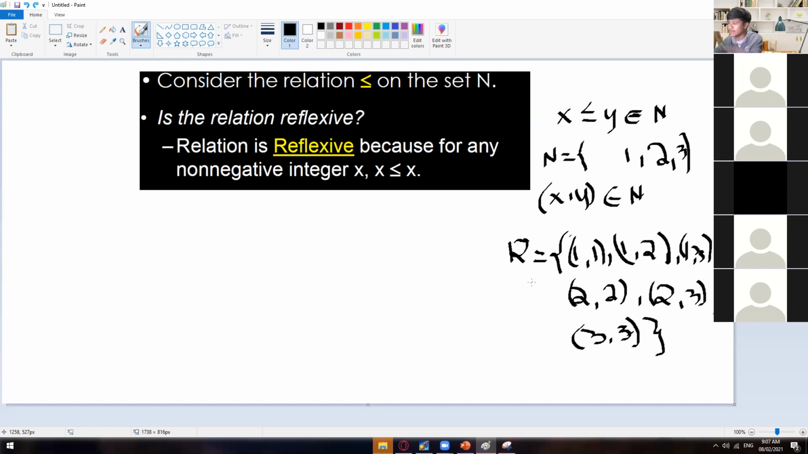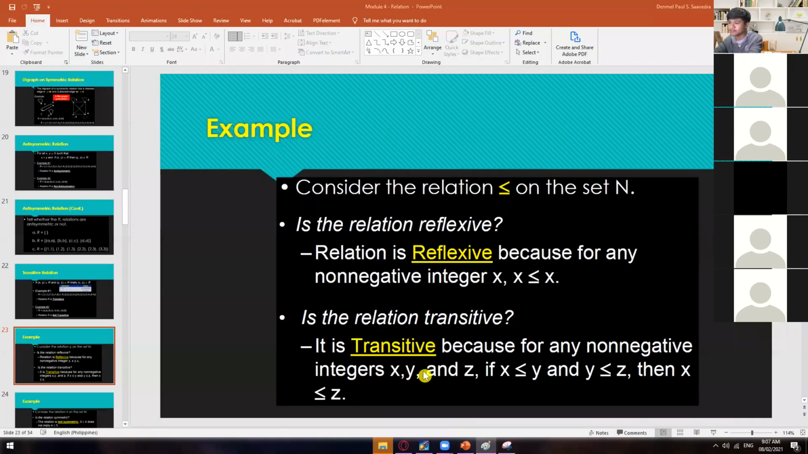Then you must have that (x, z) in that relation. Okay. So this one is transitive. How about the next one? So we have another condition here.